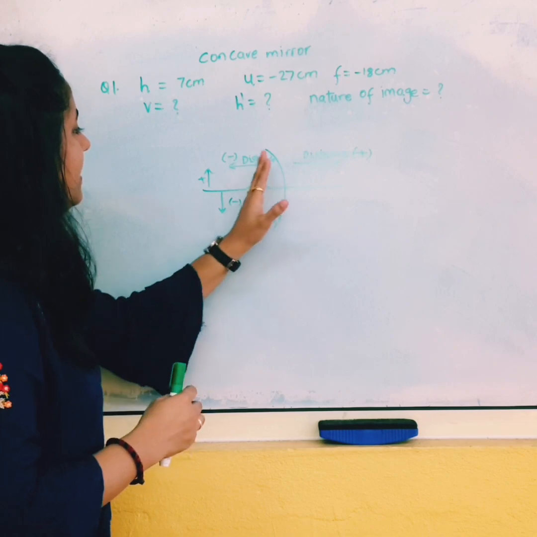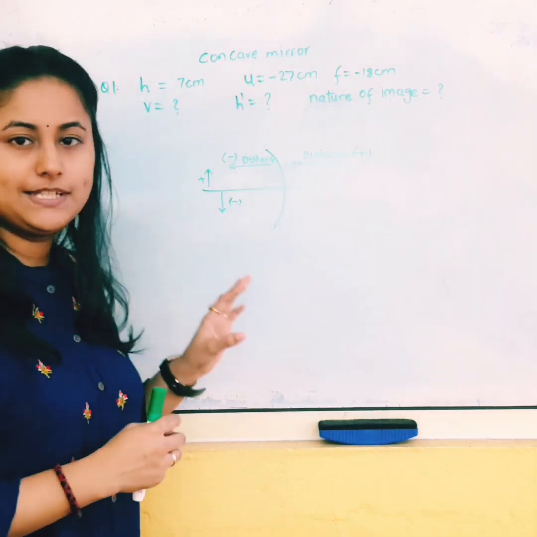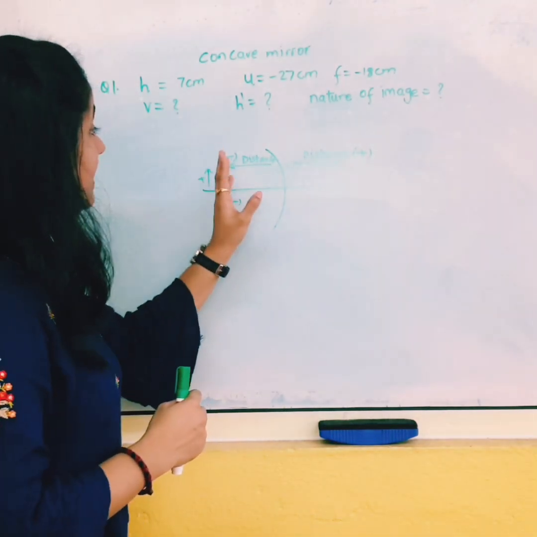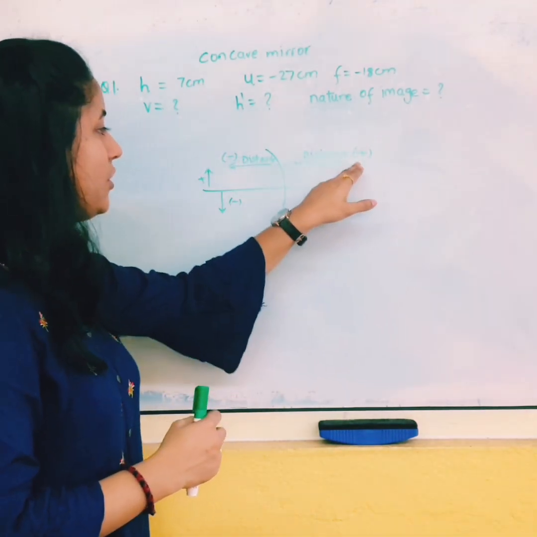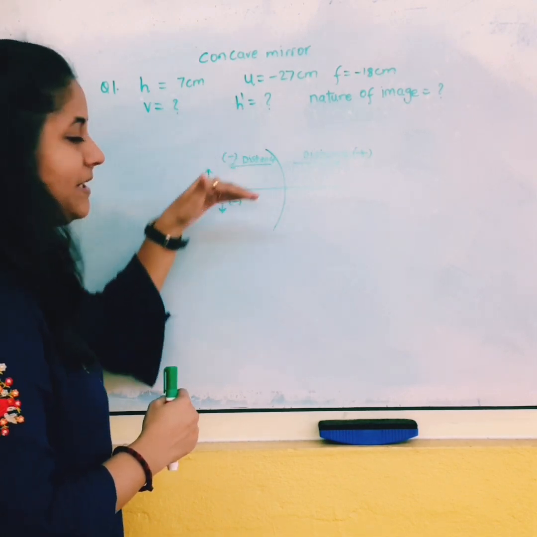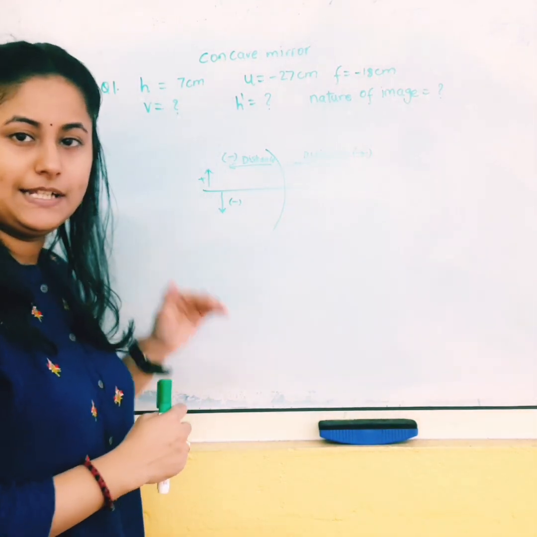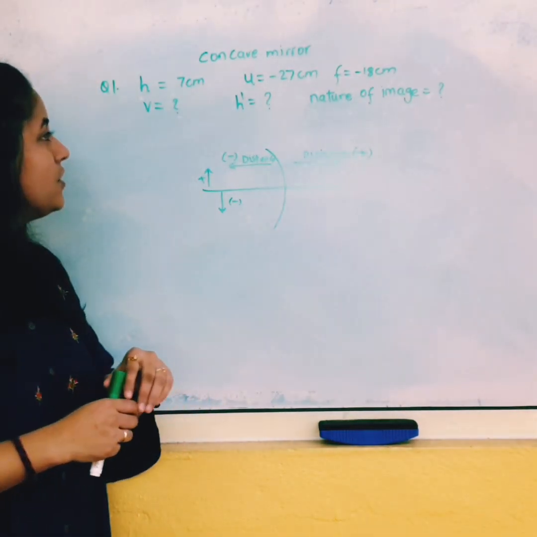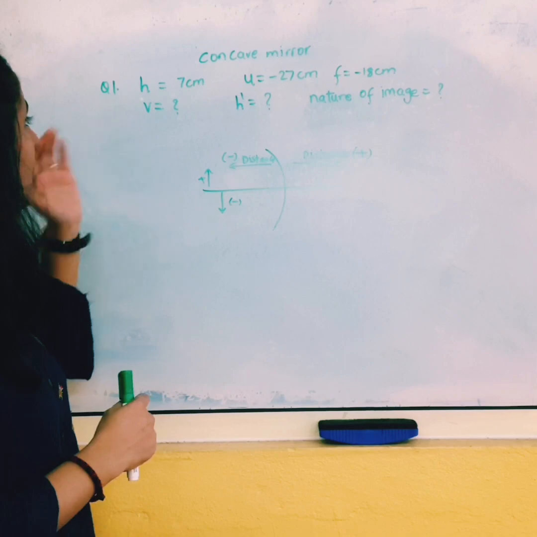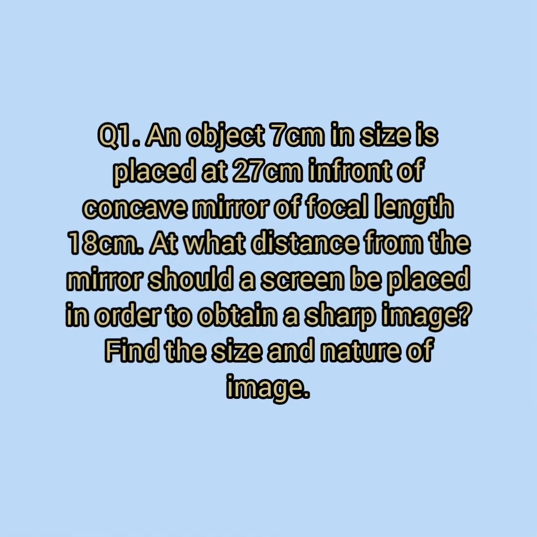You can see the distance which is towards the left of the mirror is always negative. Distance towards the right is positive. Now height which is upward above the principal axis is positive, height which is downward is negative. So based on that we will solve question number 1 which you can see on your screen.